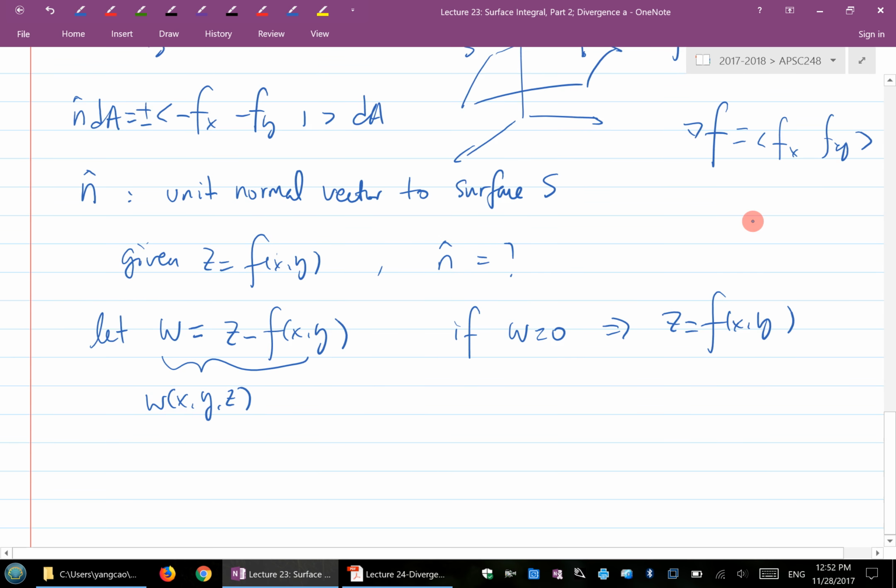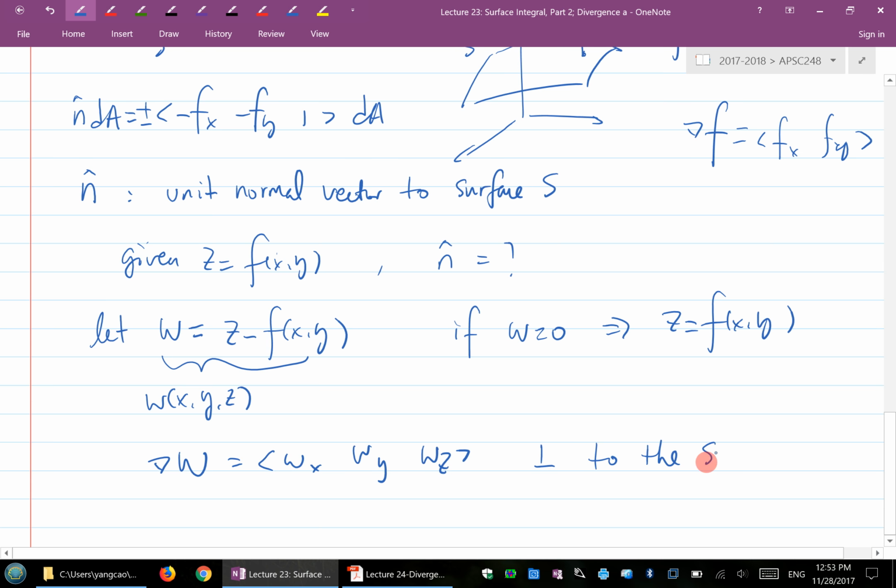So you can calculate del w. That's the second gradient I'm talking about here. Not the del f, it's del w. So del w is the 3D vector here. So this one here is wx, wy, wz, partial w over partial x, partial w over partial y, and partial w over partial z. Okay, so that's the 3D vector here. And this one is perpendicular to the surface w equal to 0. Okay, so this one is perpendicular to this w equal to 0 here, or z equal to f(x, y).